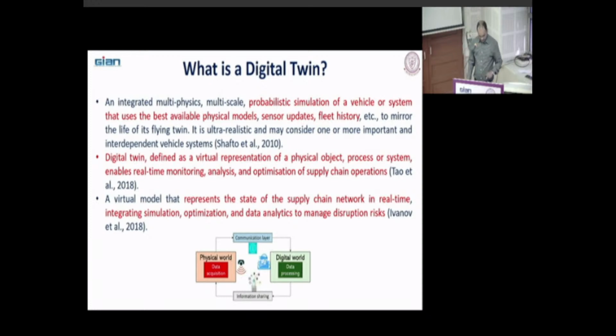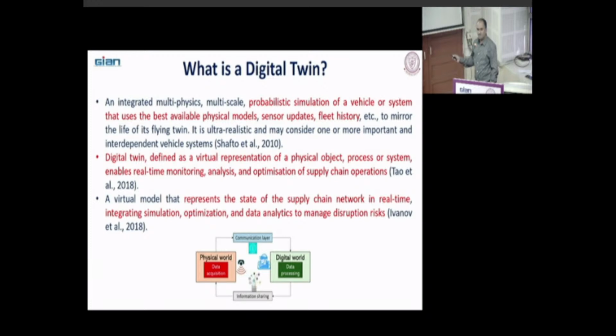So here you can see the network. Okay, this is the physical world, the physical supply chain. And then this is the digital world, a virtual representation of your physical world. So what is this communication layer? Whatever data is generated here in the physical system, physical object, we need to transfer this data to the digital world.